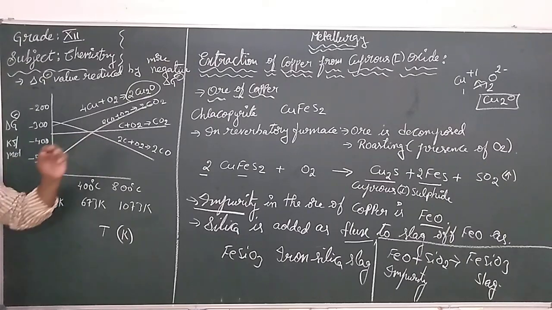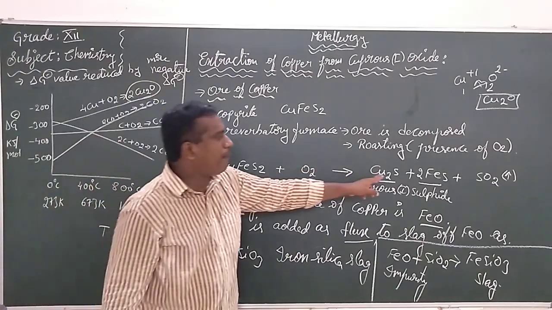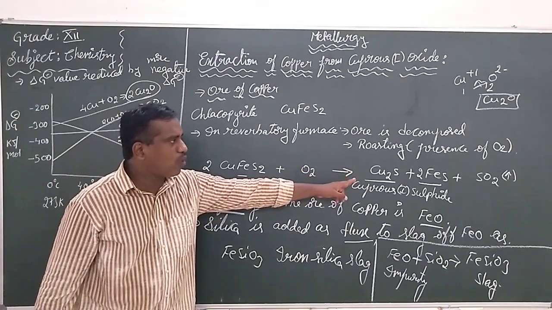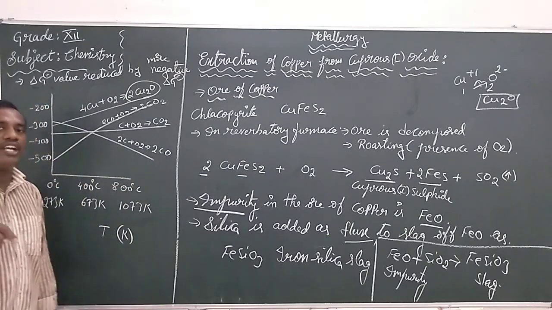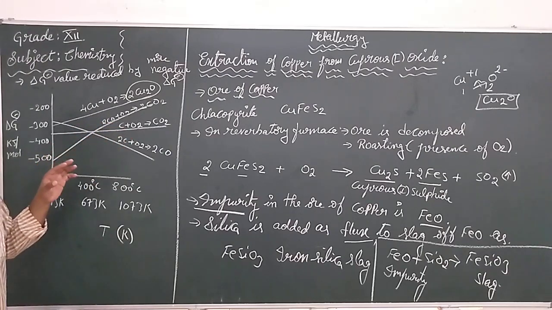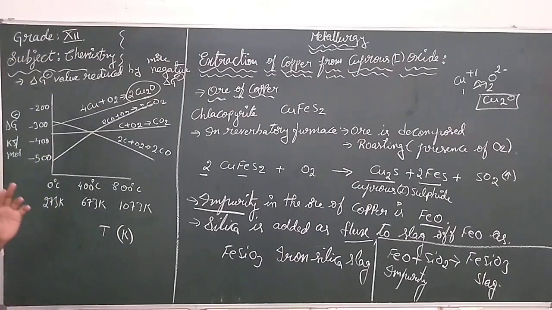So we can use the coke or we can use the carbon monoxide as a reducing reagent to reduce the copper oxide. But we cannot reduce the copper sulfide directly into metallic copper. Hence, we need to convert our copper sulfide into copper oxide. Then we need to add our reducing reagents like coke or carbon monoxide. So what is another application for the Ellingham diagram? Another application is to understand that copper oxide will be reduced by coke or carbon monoxide.